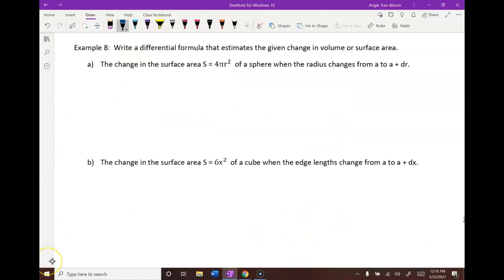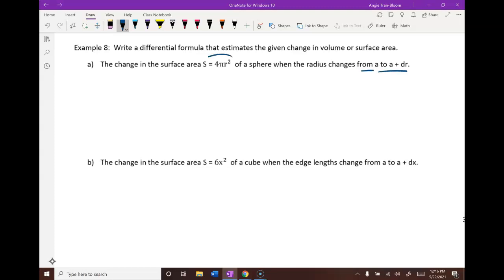All right, guys, example 8 says, write a differential formula that estimates the given change in volume or the change in surface area. A, the change in surface area, so that's what we're trying to find. S equals 4 pi r squared of a sphere, when the radius goes from a to a plus dr.